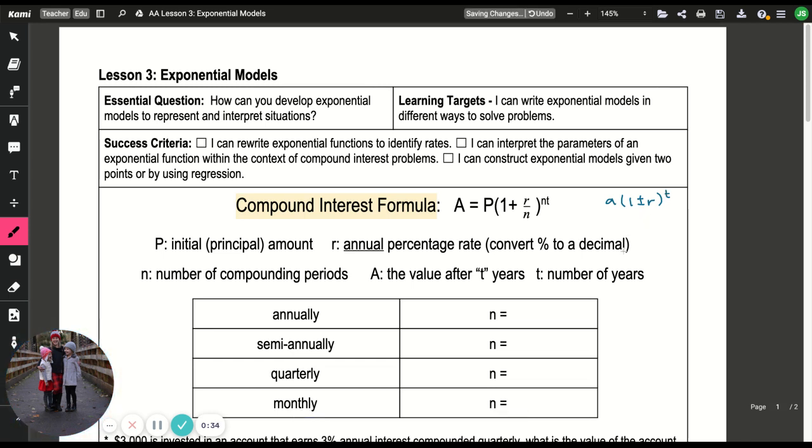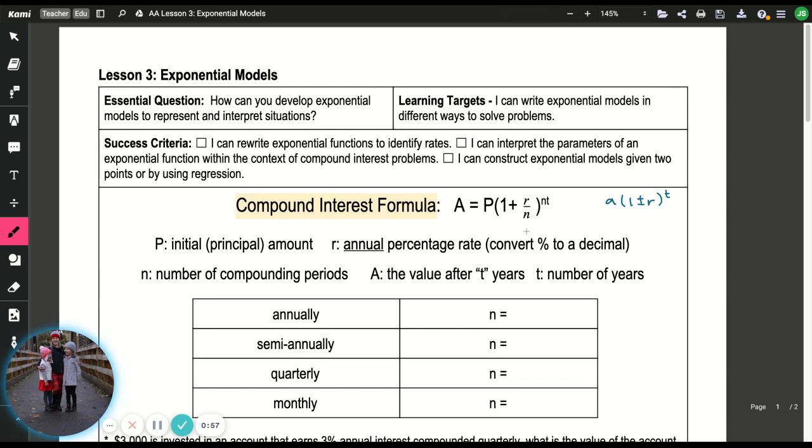It just has some different letters. So I listed them all here for you. The n is the only additional thing. So we're going to talk about today interest rate formulas, problems, types of problems.